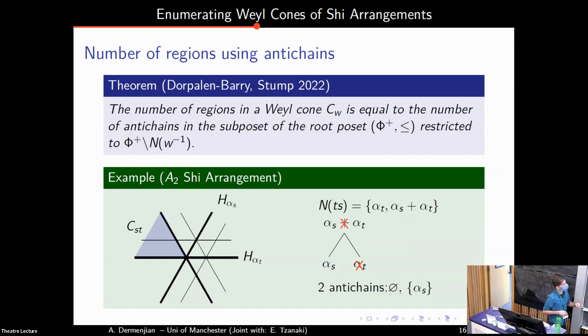As an example, on the left-hand side I have the Weyl cone associated to ST. What I have to do is first remove all the elements that are in the inversion set. So I look at the left inversion set of TS, and I'm left with these two, the ones we saw previously. These two elements I remove from my root poset, so I have them X'd out. I'm left with exactly just one element, so I'm left with two antichains, and you can see there are two regions. So we see a kind of nice duality here.